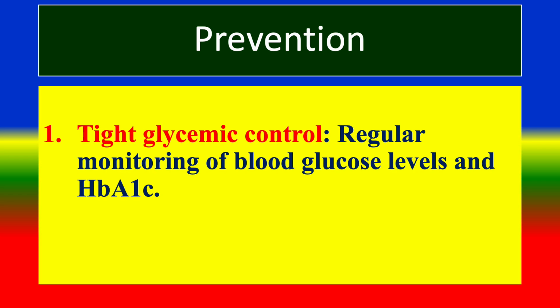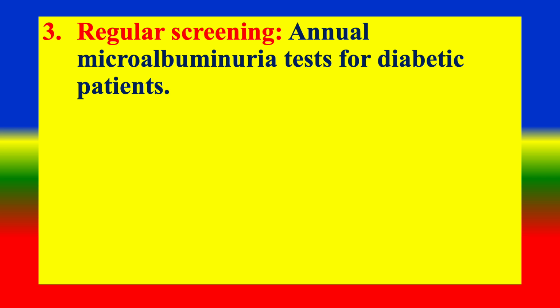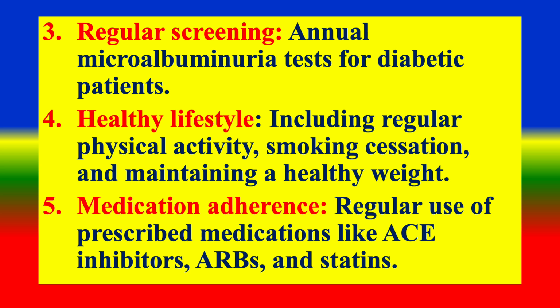Prevention: 1. Tight glycemic control, regular monitoring of blood glucose levels and HbA1c. 2. Blood pressure management, maintaining target blood pressure. 3. Regular screening, annual microalbuminuria test for diabetes patients. 4. Healthy lifestyle, including regular physical activity, smoking cessation and maintaining a healthy weight. 5. Medication adherence, regular use of prescribed medications like ACE inhibitors, ARBs, and statins.